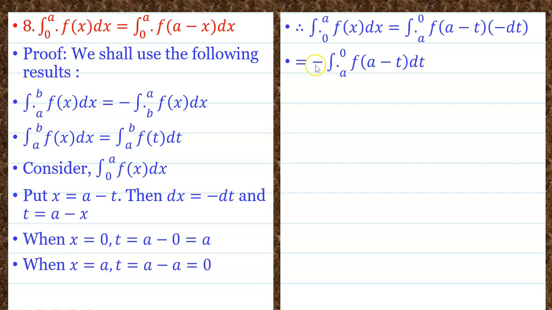नेक्स्ट स्टेपला आपण इथे मायनस साइन बाहेर घेणार, मायनस इंटिग्रल a टू 0 f of a minus t into dt, निगेटिव्ह साइन आपण इथे ऍब्सॉर्ब करणार. ओके, इथे ऍब्सॉर्ब केलाय, that is integral 0 to a f of a minus t into dt.